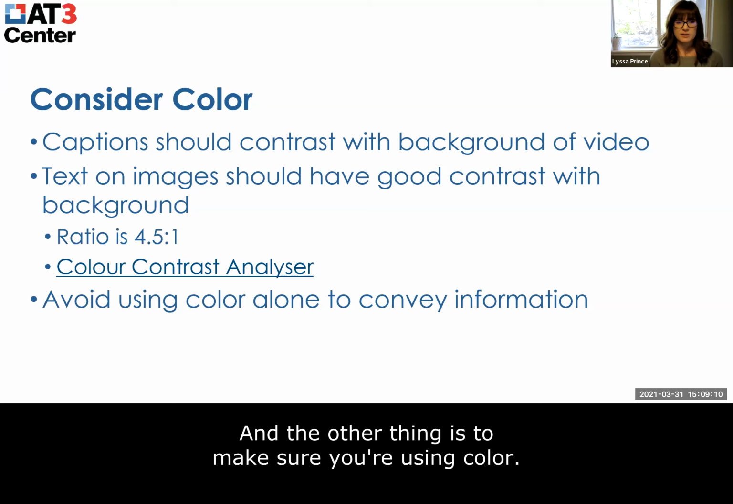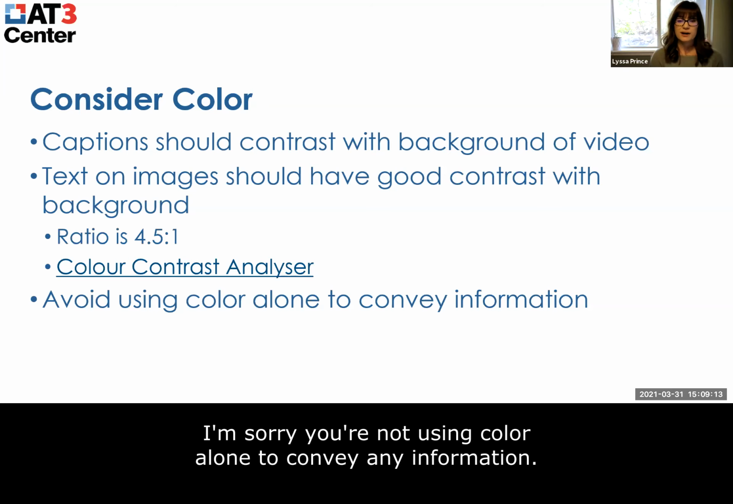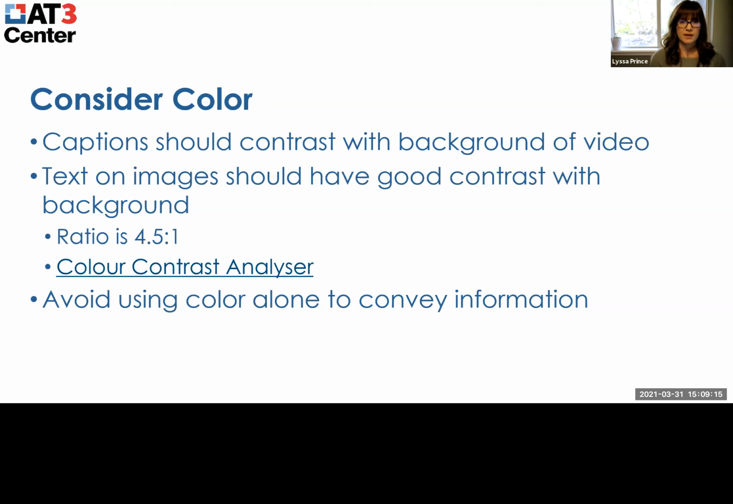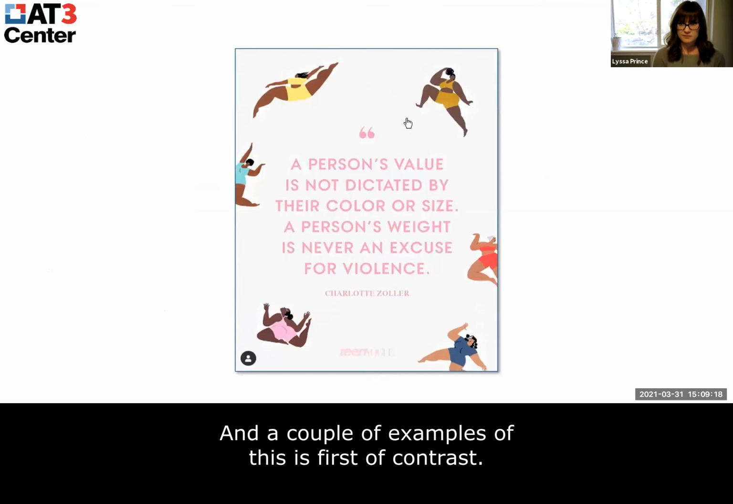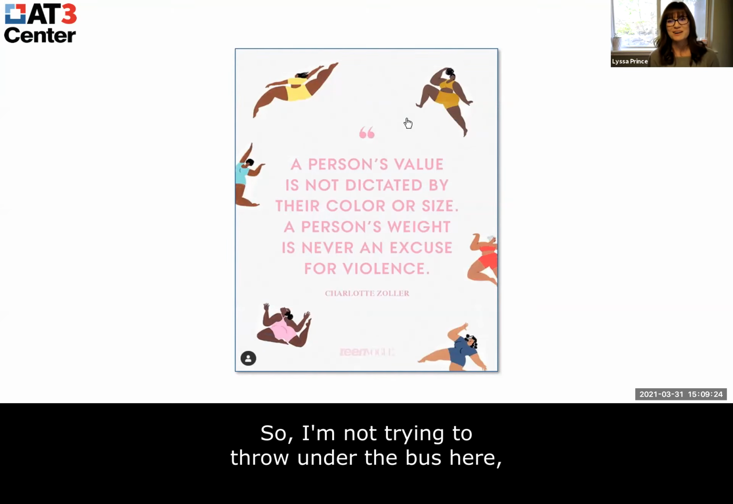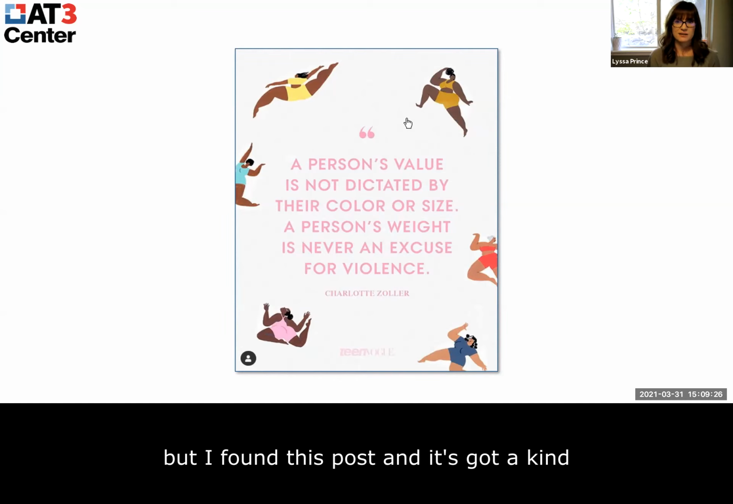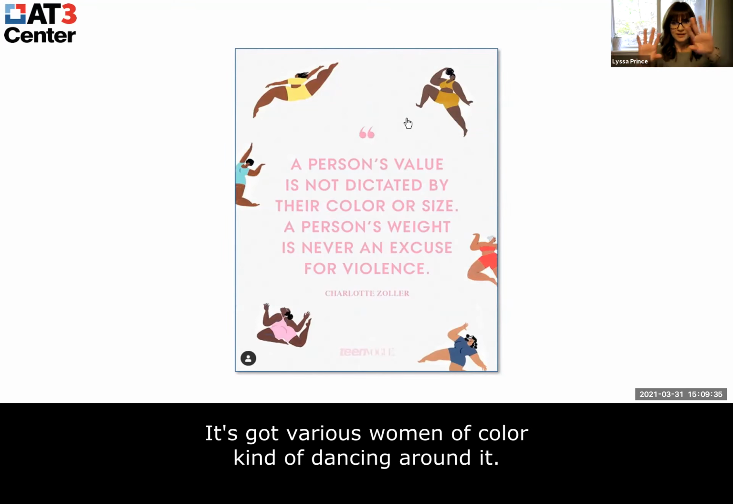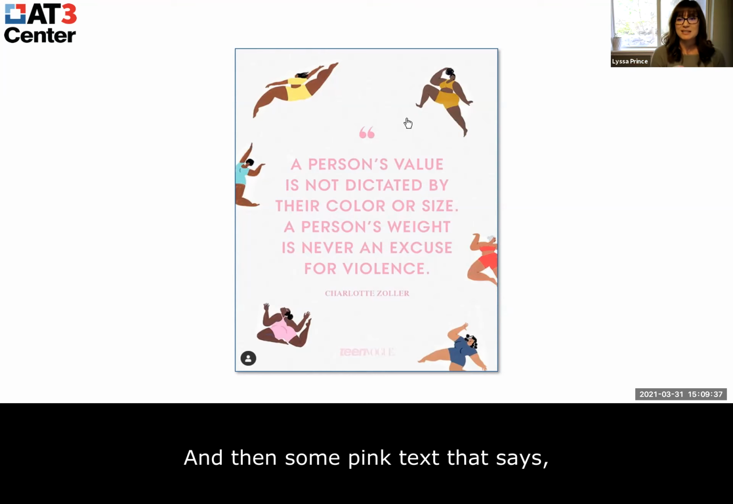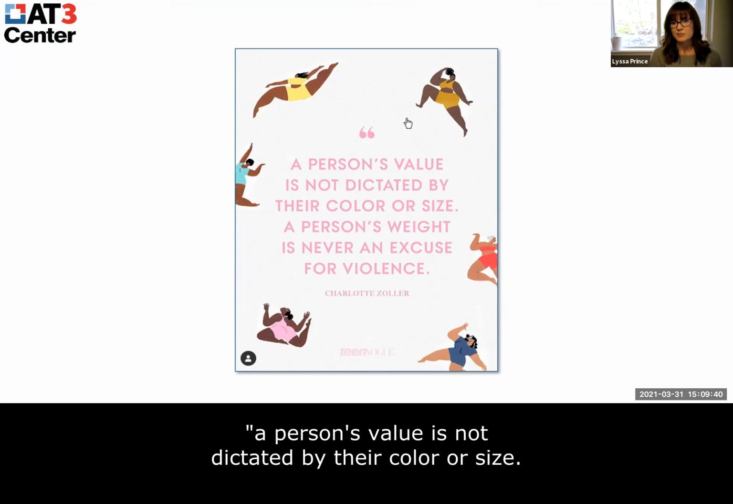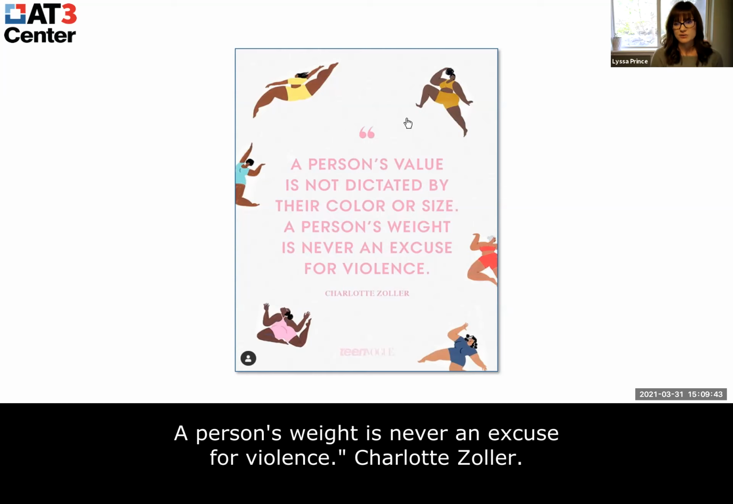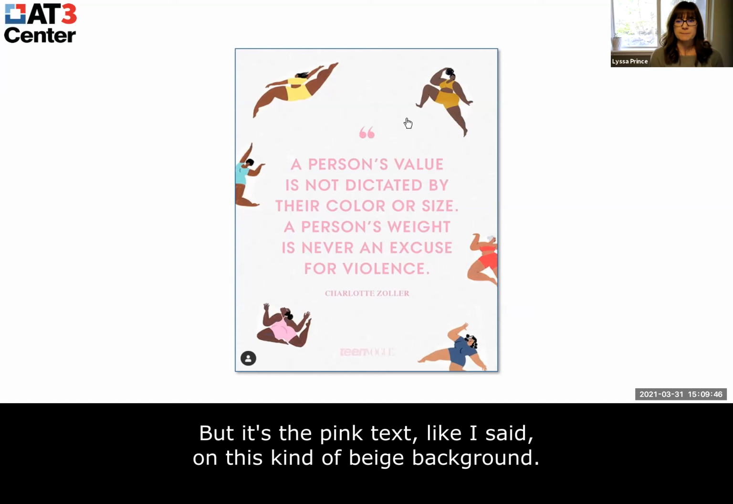And the other thing is to make sure you're not using color alone to convey any information. And a couple examples of this, first of contrast. So I'm not trying to throw Teen Vogue under the bus here, but I found this post and it's got a kind of light beige-ish background. And the pictures are really pretty. It's got various women of color kind of dancing around it. It's really nice. And then some pink text that says a person's value is not dictated by their color or size. A person's weight is never an excuse for violence. Charlotte Zoller. But it's a pink text, like I said, on this kind of beige background.